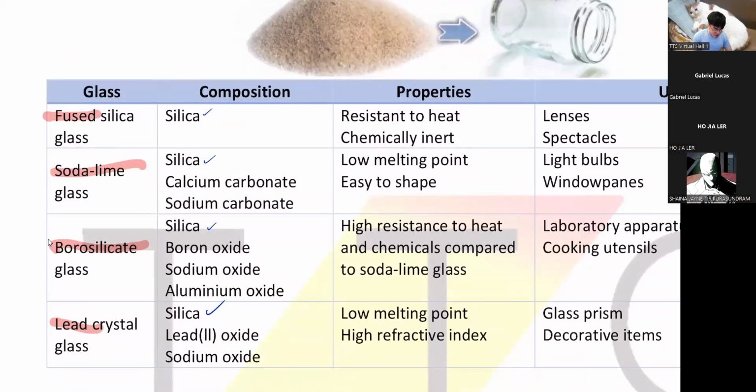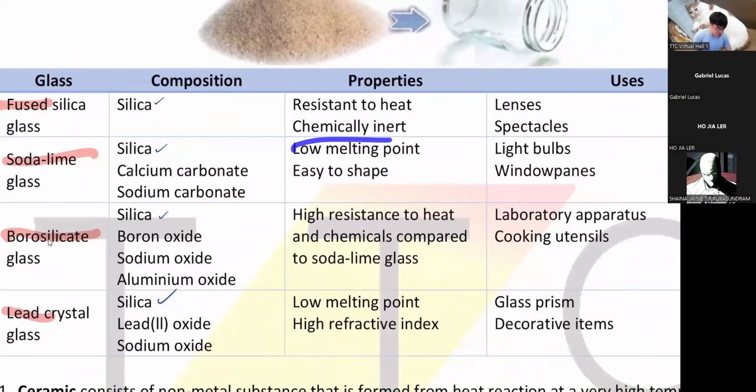So fused glass, all glass is chemically inert. We used to use fused glass to make lens and spectacle, but we don't do this anymore. Your glasses, we call them glasses, but we don't use glass anymore. Why? Because glass is very easy to break.